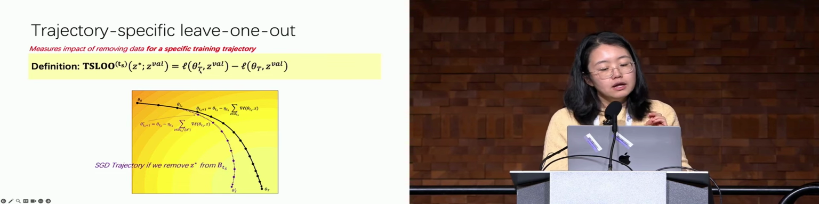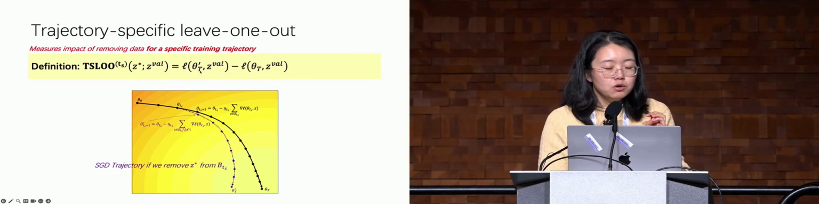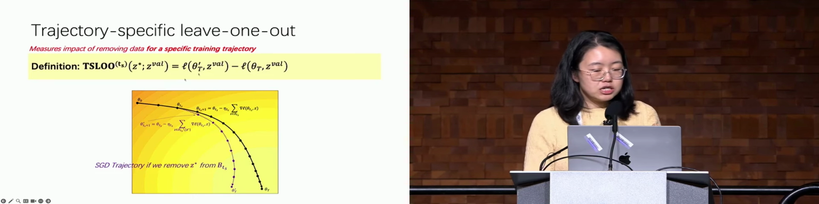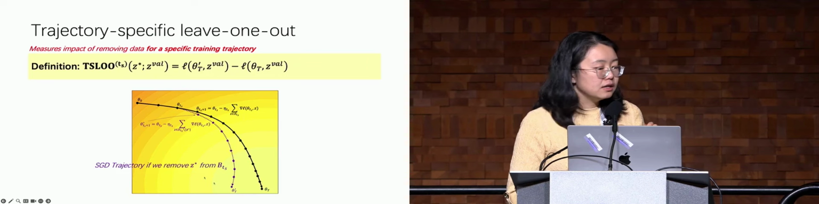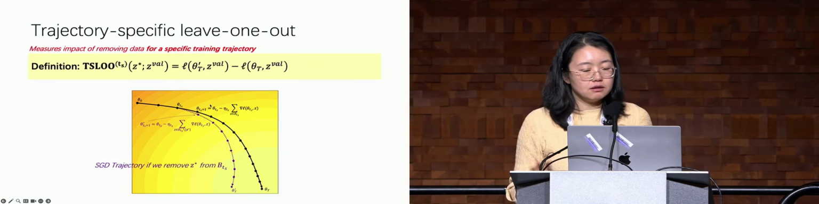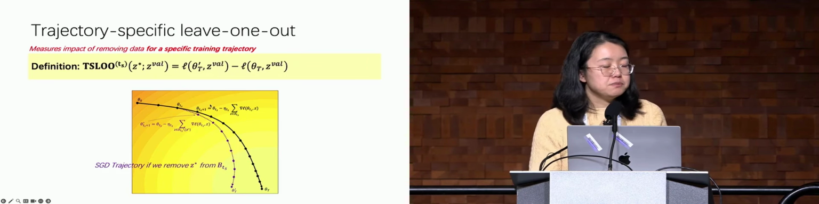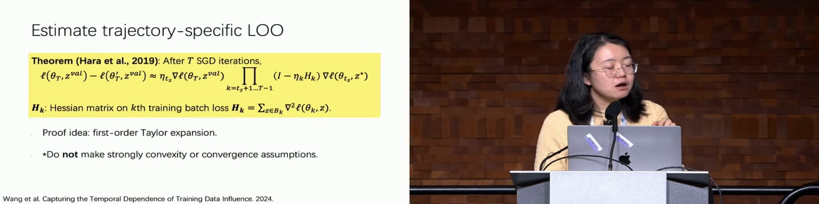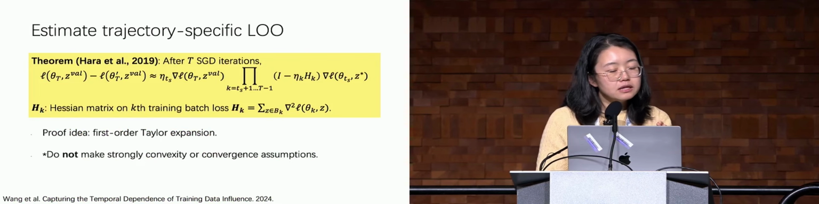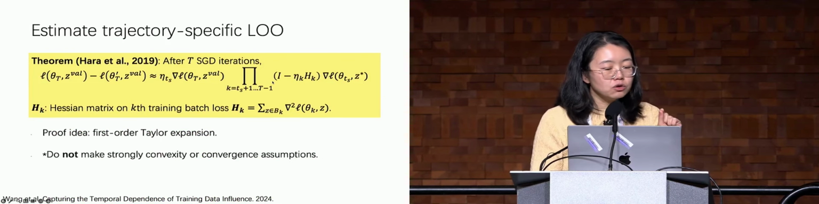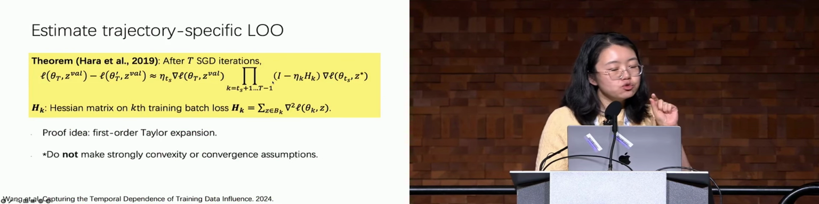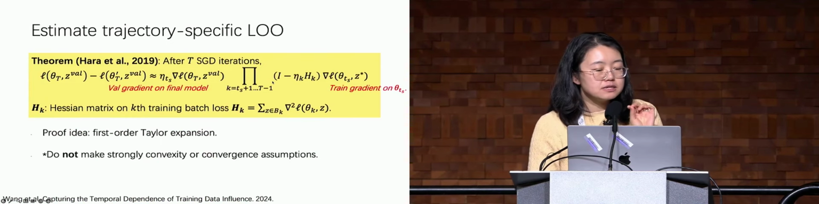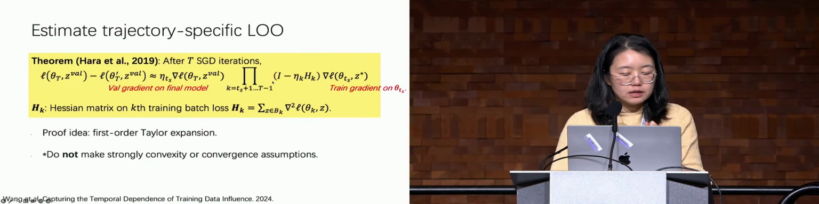Again, this Z-val is a validation data point. We are looking at how the validation loss changes. So theta t here is the model if you train on everything keeping it as is. And theta t prime is when you remove a training data point from the iteration that it enters into the training process. So in this case, it's t_s. It calculates how the final model performance would change if you remove the data from the specific iteration it enters into the training.